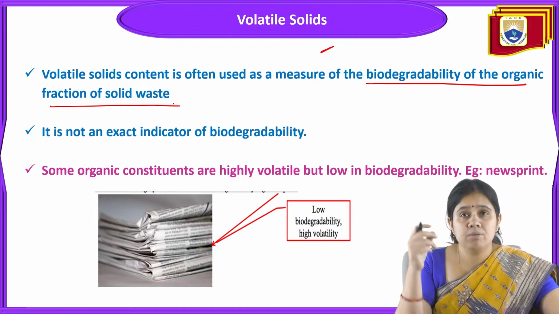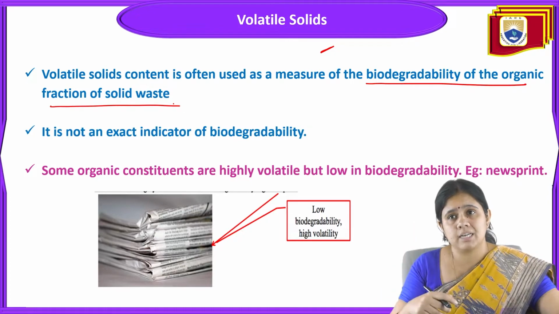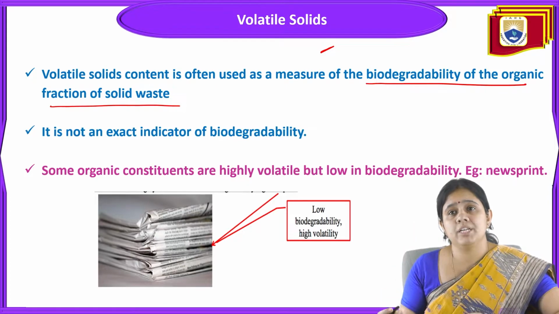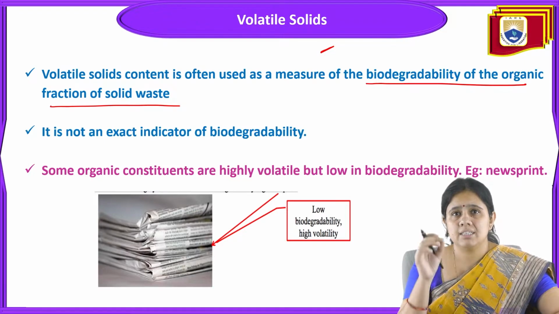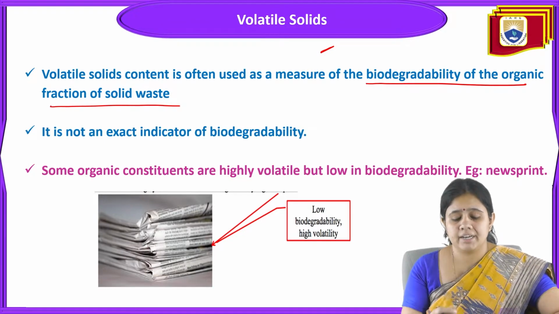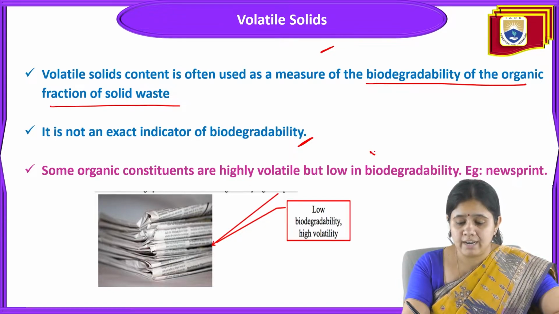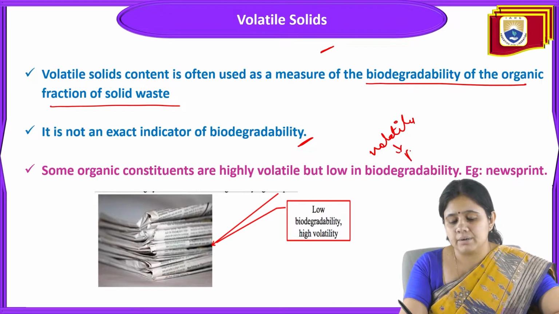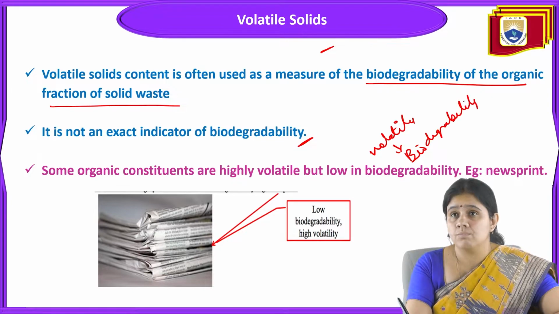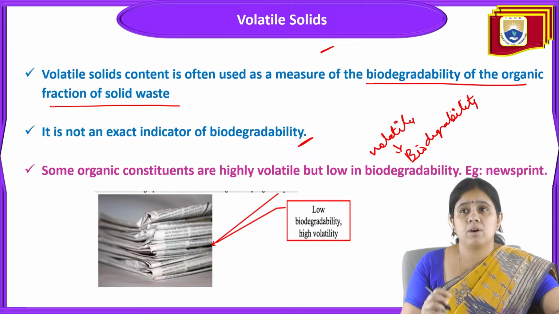Volatile solids means how much volatile solid is present; they contribute toward the biodegradability of the organic fraction of solid waste. It is not exactly the indicator of biodegradability. For example, if lignin volatile solids are there, they are contributing toward the biodegradability. So volatiles contribute to our biodegradability.